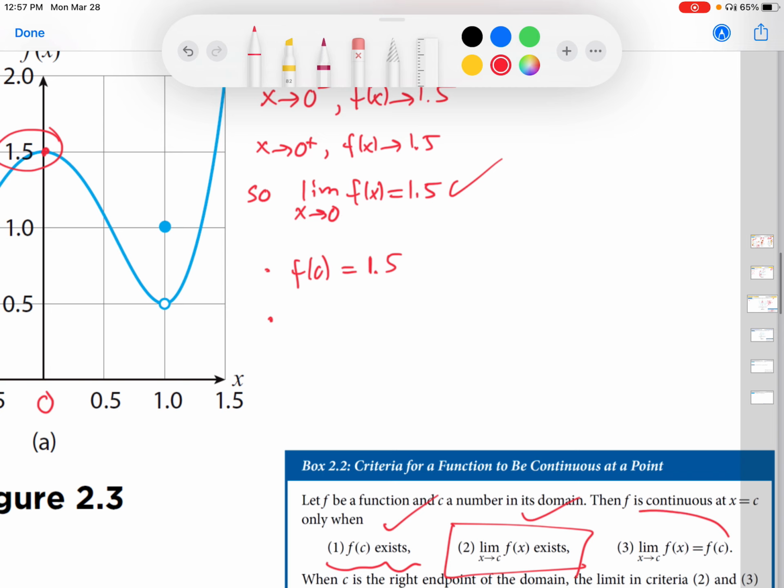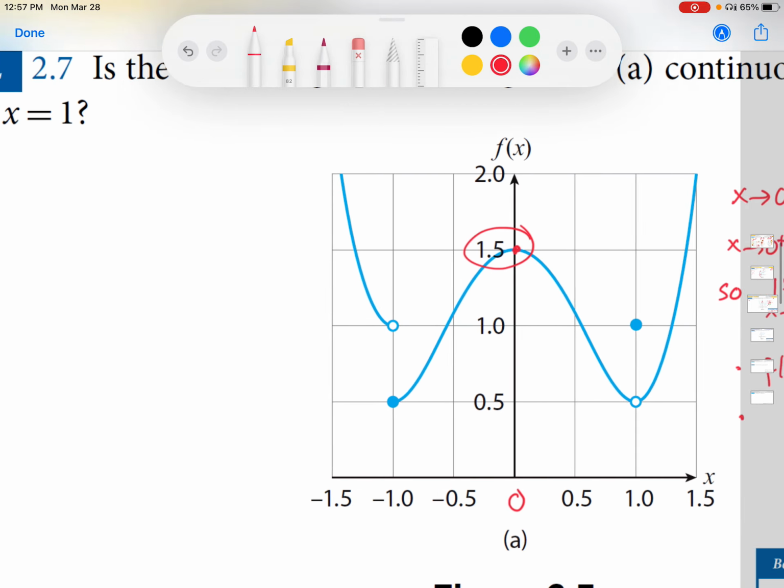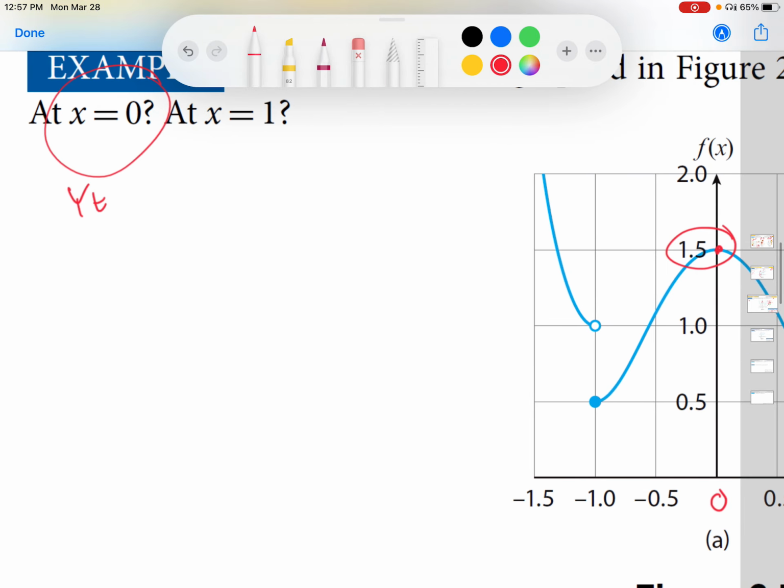And then last one, is the two-sided limit and the f of c value the same? And the answer is yes. These are both the same number. So this last criterion is also satisfied. So we conclude that yes, the function is continuous at x equals 0.